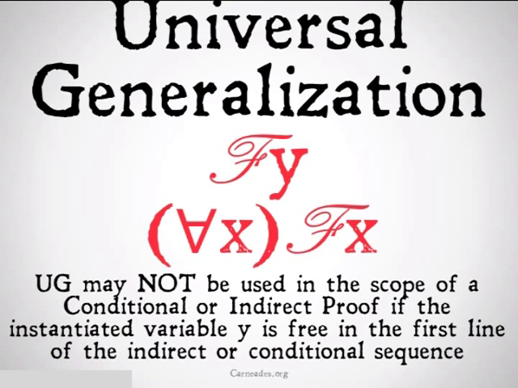What does that mean? Well, we should be able to understand most of what this means. The first line of the conditional or indirect proof is that first indentation, that thing that we're assuming, that we write either ACP, assumed conditional proof, or AIP, assumed indirect proof, next to. The instantiated variable is just going to be the variable in there, y in this case, is free. What does that mean? A variable being free? Well, we haven't learned that term yet, so let's take a look.